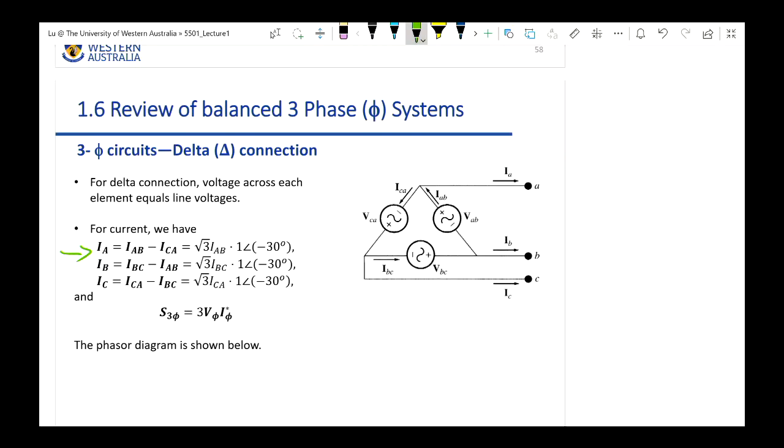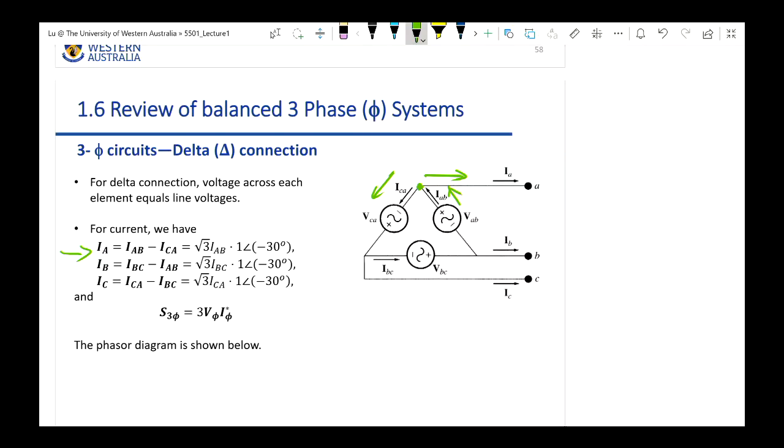IAB is the phase current in the AB phase. The ICA is the current in the CA phase. In other words, on the right-hand side, the IAB and the ICA are the phase currents. All these 3 terms are combined at one single point in the circuit. And out of these 3 currents, the line current IA is out from the node. ICA is out. IAB is in.